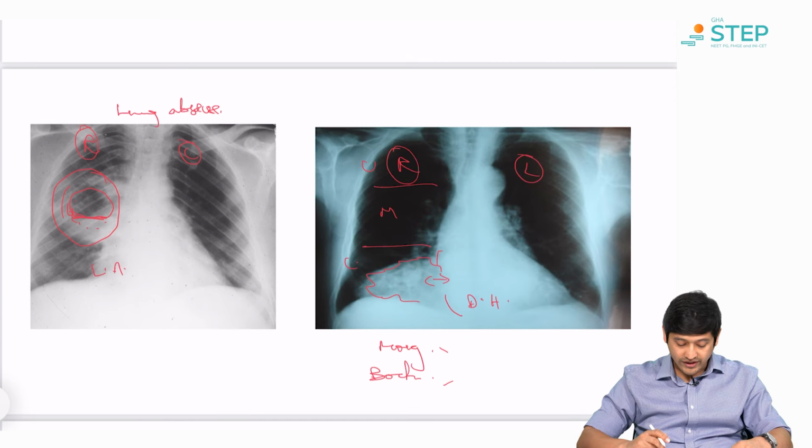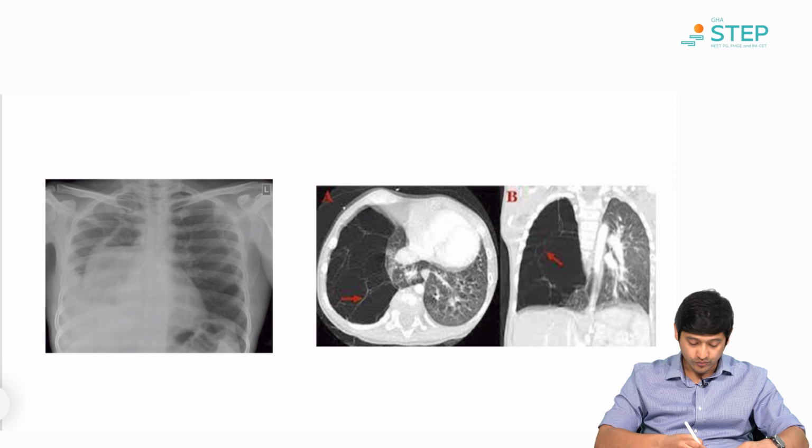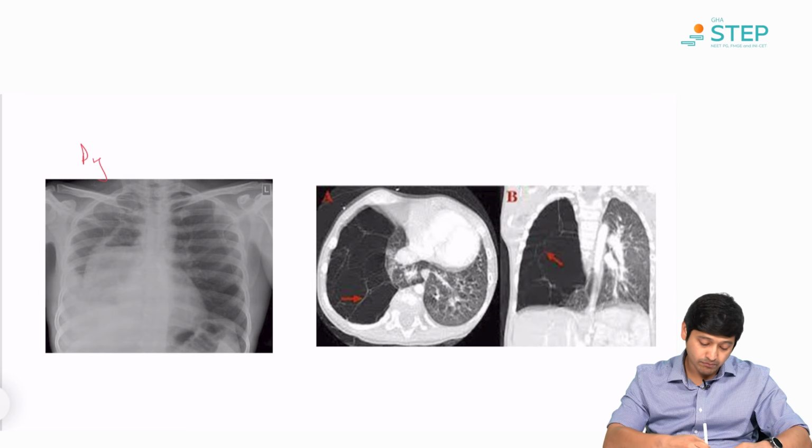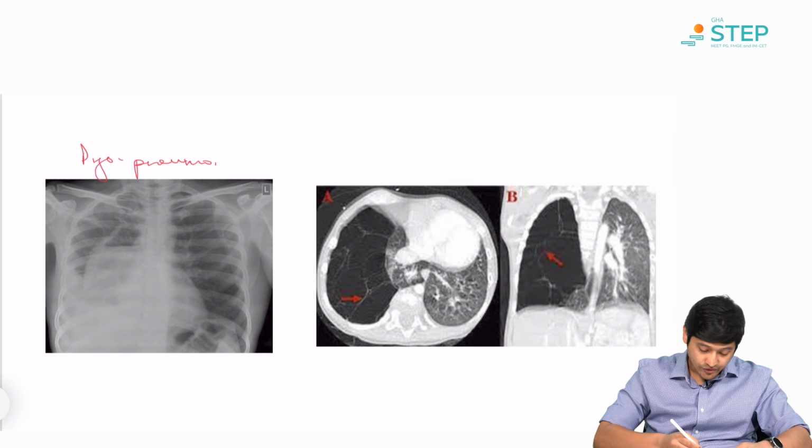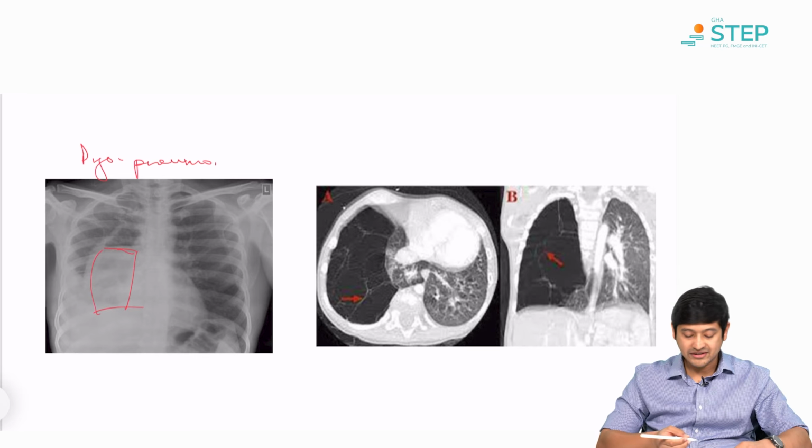Now, when you're looking at a pyopneumothorax, you will have pus, pyo, and you will have air in the pleural space. So you will see an air fluid level and you will see the pus content. All right.